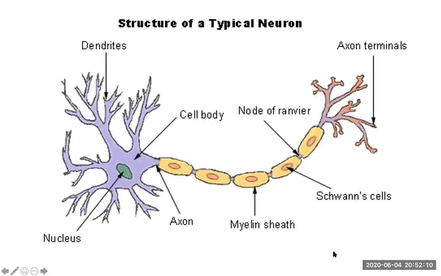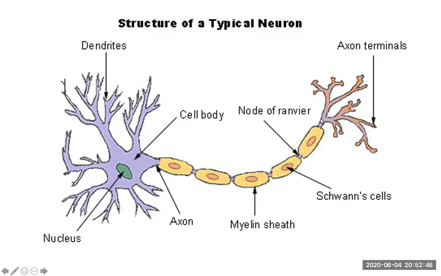So let's take a look and review the structure of a typical neuron. We'll start with the dendrites, which are kind of the fingers that stick out from the cell body. Dendrites will receive the signal that's being sent to this neuron from a different neuron. And these dendrites will pass that signal on to the cell body here with the nucleus in the middle. The cell body is the neuron's main integrating center. So the cell body will receive the signal, integrate and process that signal, and then send it on down through the axon.